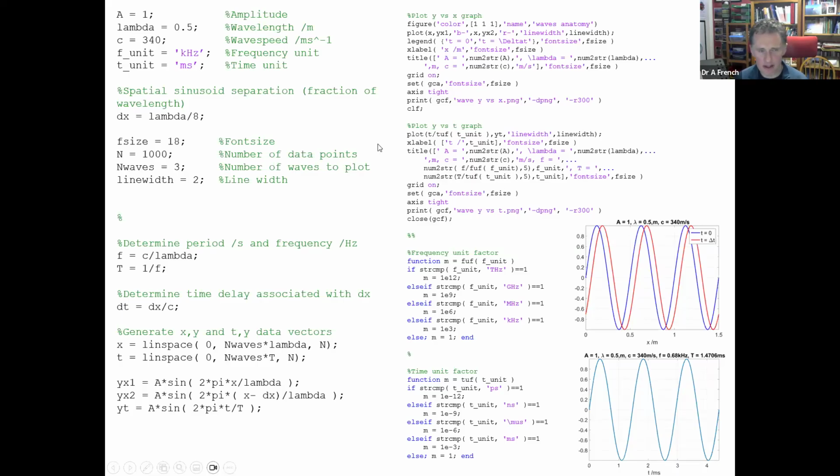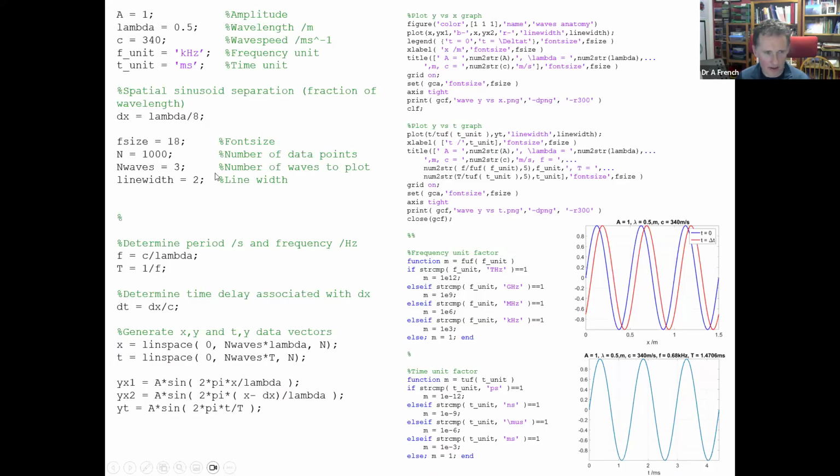If this is really new to programming, what I'm going to do is the green stuff with a percentage sign means a commentary. So that's for your benefit. And so I'm defining things like the wavelength, the amplitude, the wave speed, the unit of frequency. And I do things like, well, what's going to be my sinusoid separation? So how many wavelengths is that? So that separation there is 1/8 of a wavelength. And I could vary that to make that bigger or smaller.